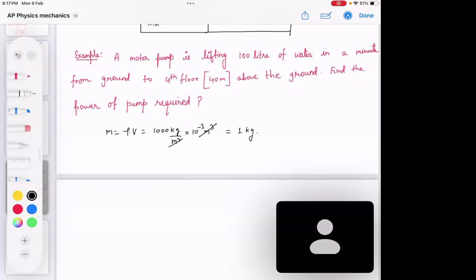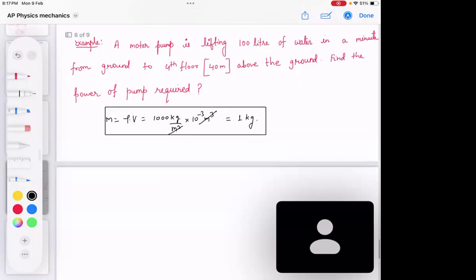So 1 liter of water is equal to 1 kg. Okay. So what you have done here, simple thing is what? That's it, mgh by time. We are lifting the water. So if I want to calculate the power here, actually here we will calculate the average power. Okay.